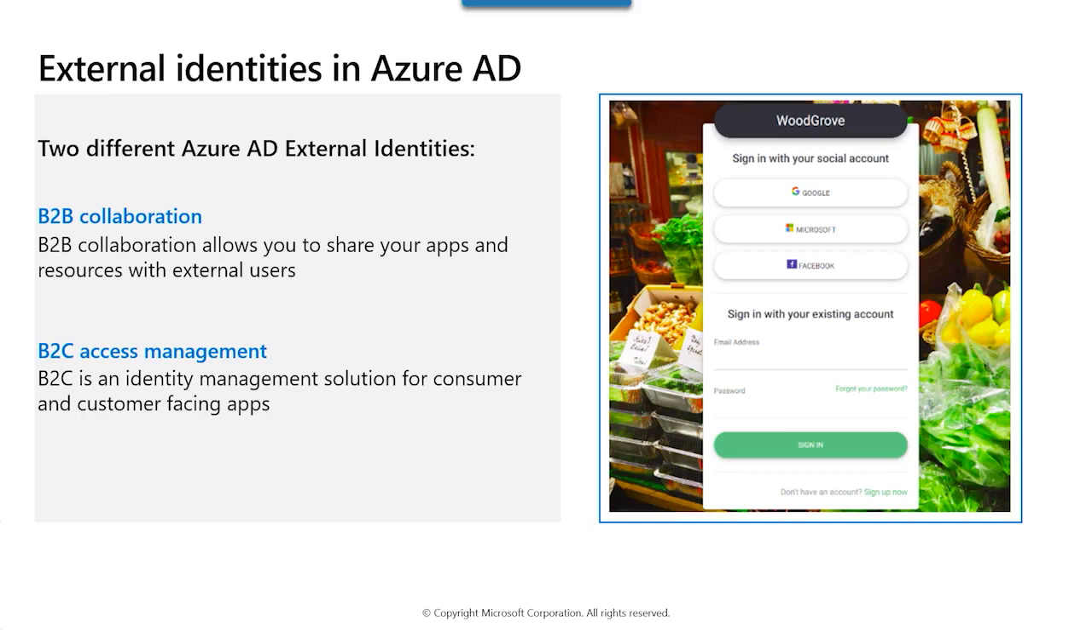Now, the other type of external identity is what we call business to customer, or B2C. This allows your customers to log into your application using their preferred identity. This can be a social media account or even some of our local accounts as well.